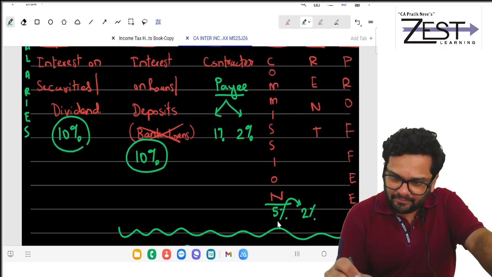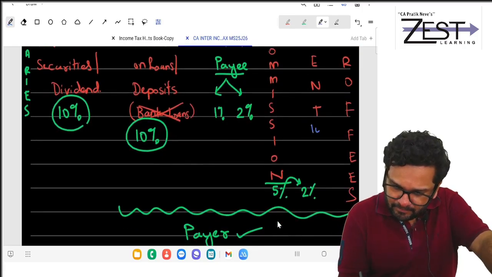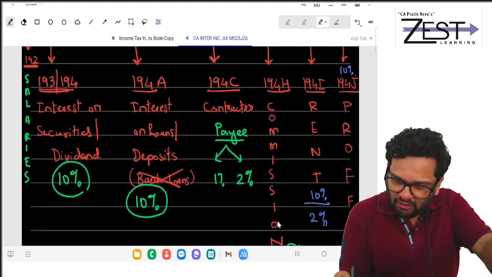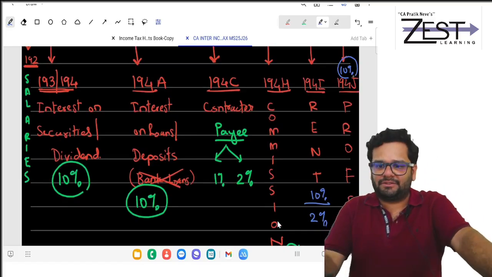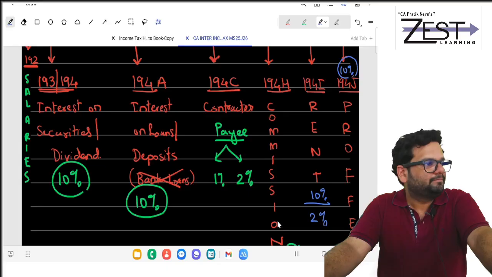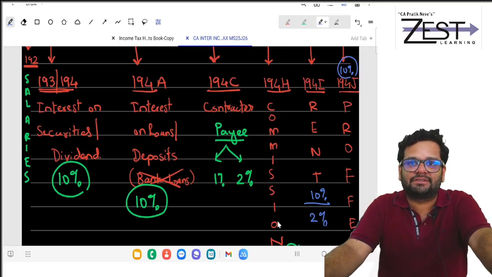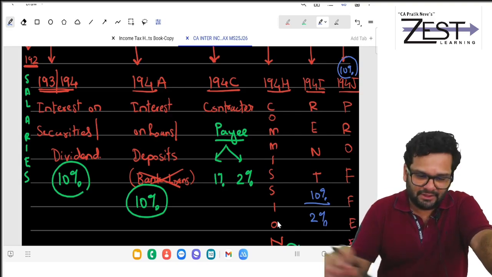Rent, it is 10%, 2%. Professional fees, commonly 10%. So you should not have that complaint that we are not able to remember the percentages. At one glance, you have the percentages.